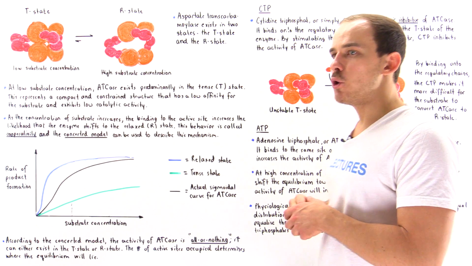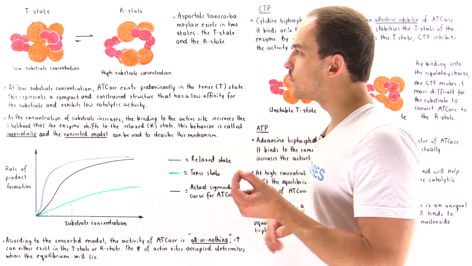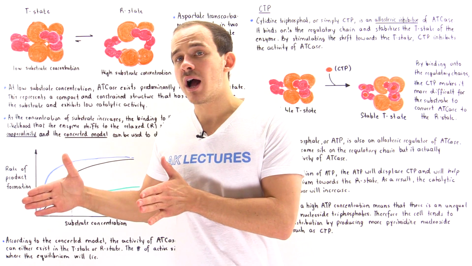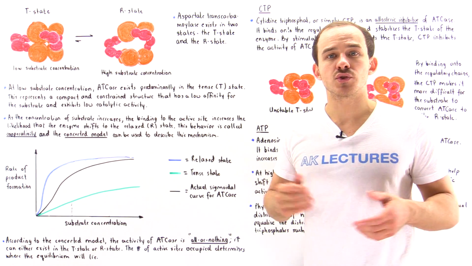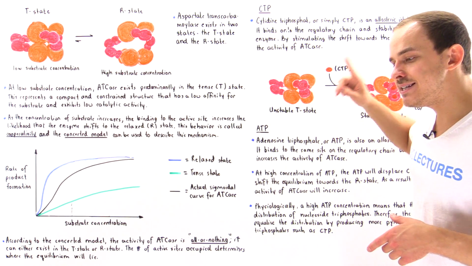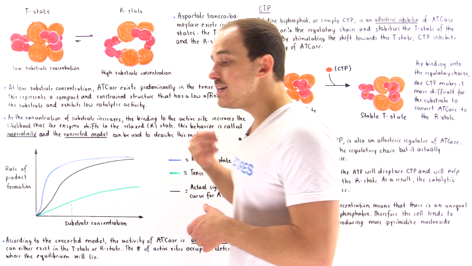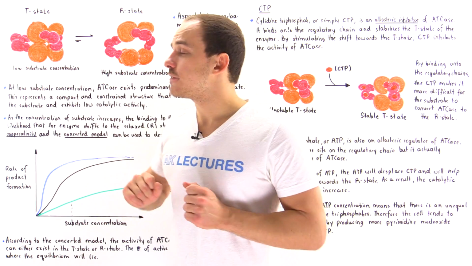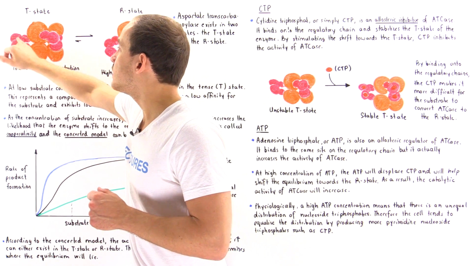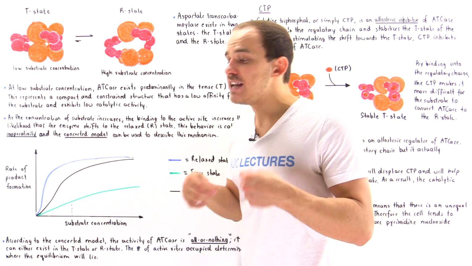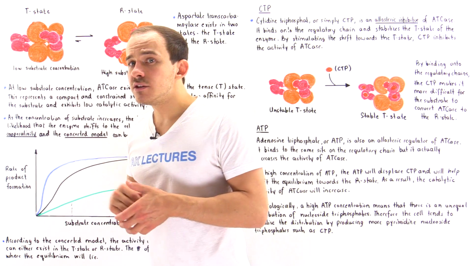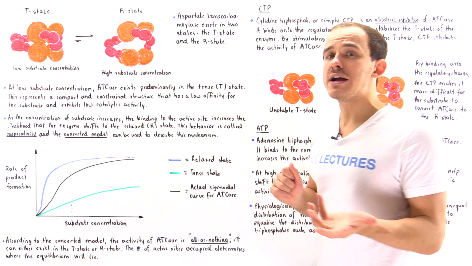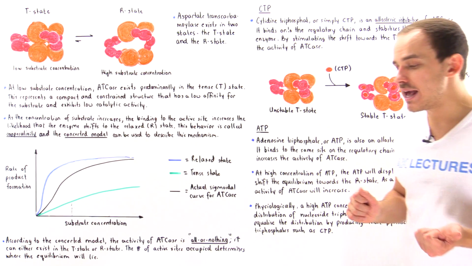So let's begin by focusing on CTP. Remember, this enzyme catalyzes the first step in the biosynthetic process of CTP, cytidine triphosphate. And it's the CTP that basically creates a negative feedback loop that goes back and binds onto the allosteric sites found on these red regulatory chains. And by binding onto these red regulatory chains, it decreases and inhibits the activity of that enzyme. The question is, how does this actually take place?